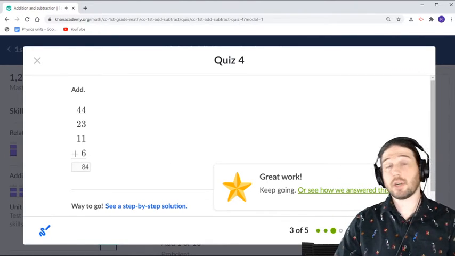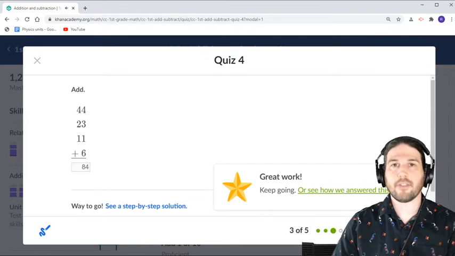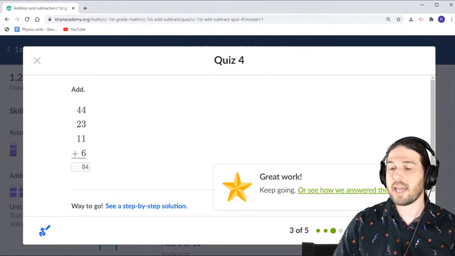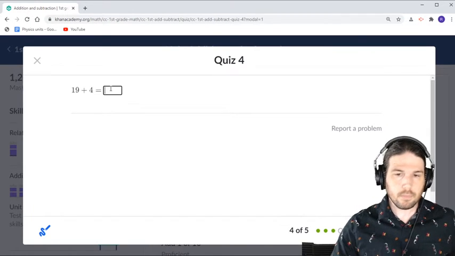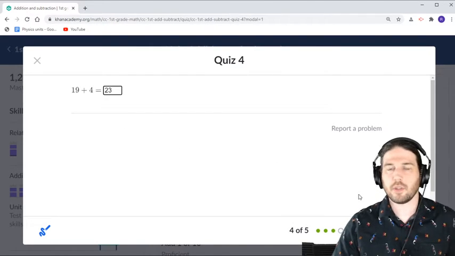Double checking my work every now and again because, like everybody else, I am a human being and I make mistakes. And I try to catch them before I hit the answer button. 19 plus 4 is 23. That's another one you can just count up.